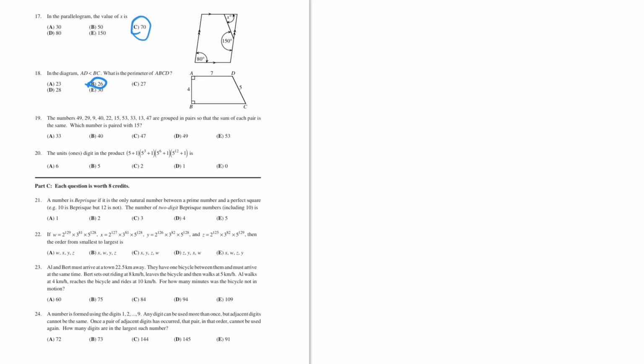Number 19. The numbers 49, 29, 9, 40, 22, 15, 53, 33, 13, 47 are grouped in pairs so that the sum of each pair is the same. Which number is paired with 15? So the sum of each pair is the same. So the smallest number, 9, must pair with the largest number, 53. That's 62.